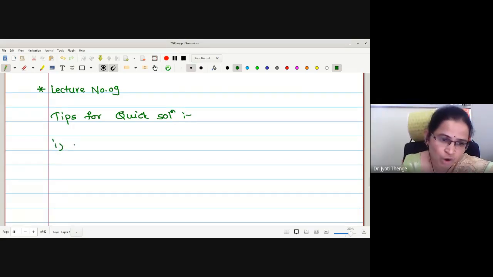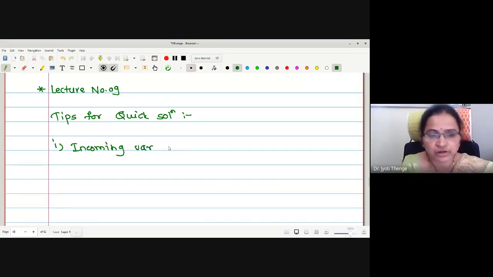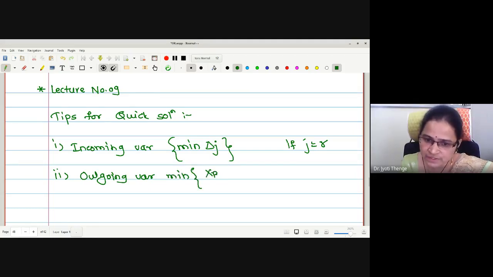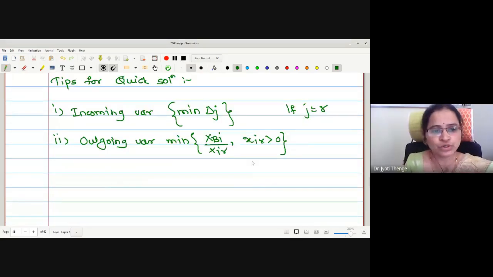First is the criteria of incoming variable. You have to remember this, correct? We have to find out the minimum delta j. If it is for j equal to r, then what is the criteria for the outgoing variable? This is the minimum of the ratio xbi upon xir, provided xir are greater than 0. These are the two formulas you have to remember.